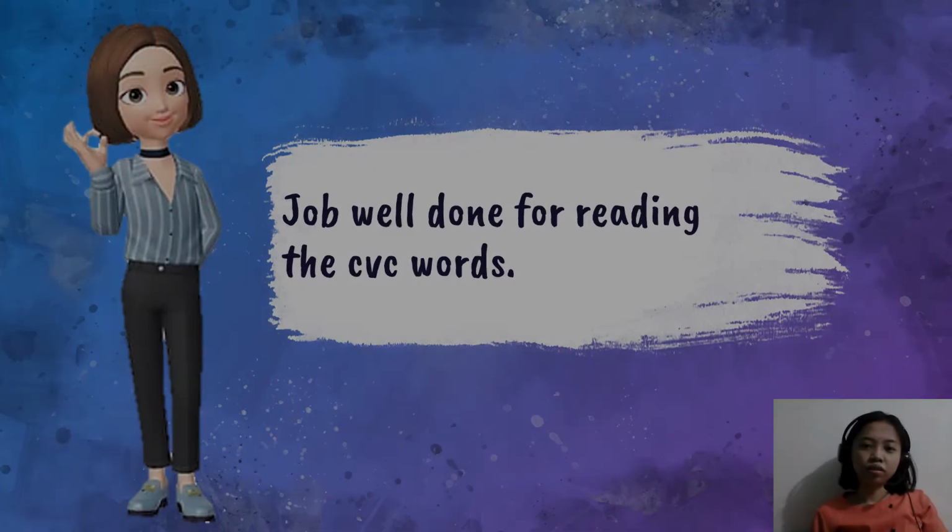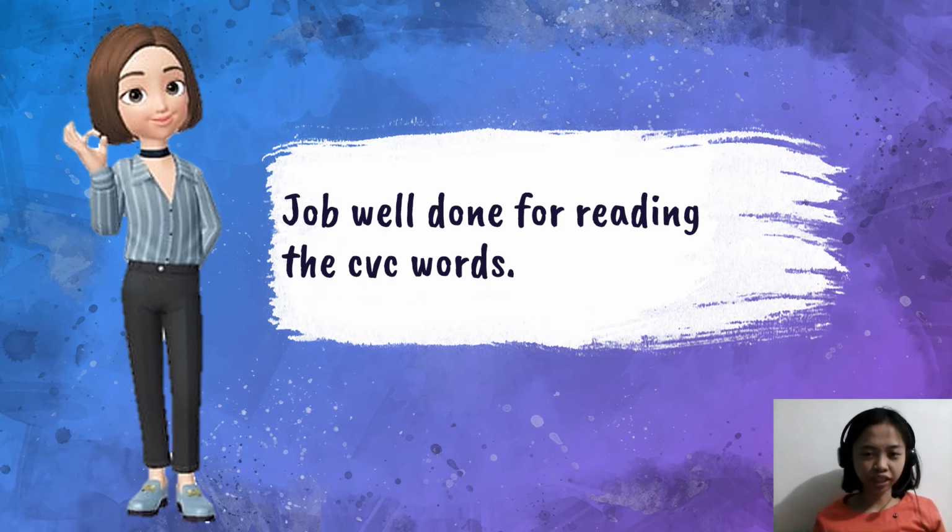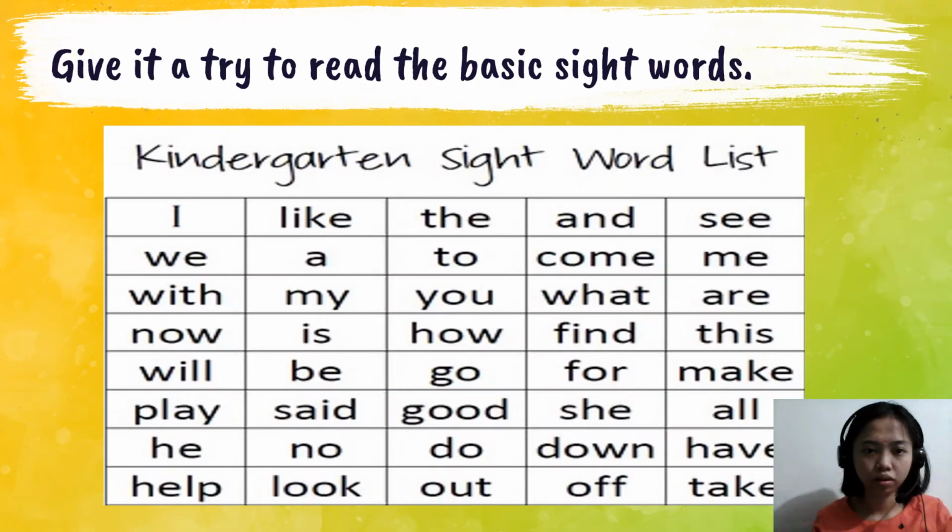Nice job. Okay, now job well done for reading the CVC words, which are the A, E, I, O, and U. Now we're going to go a little bit further so that you can now master how to read words. Okay, now let's give it a try to read the basic sight words. We're going to read from the very top left going to your right, and from the top going to your bottom. That's how we read.